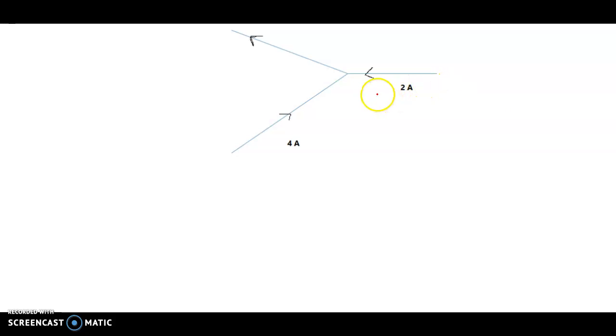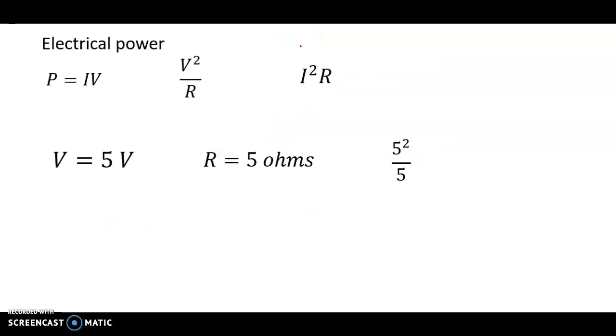Here again, if you have 2 amps and 4 amps in, what is the current going out? You can see that 2 plus 4 must equal the current going out. So 2 plus 4 equals 6 amps going out.